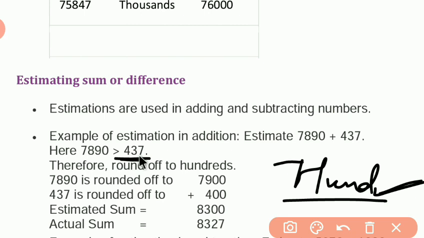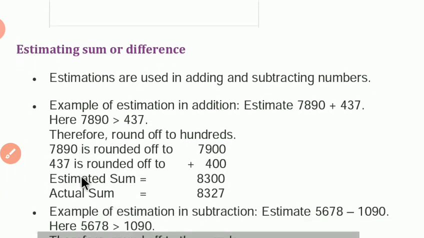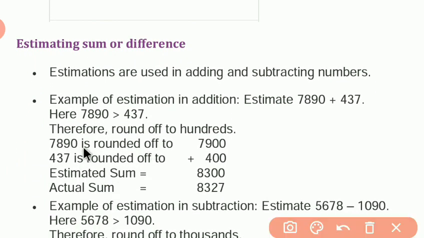We have to round off both numbers to the nearest 100. So 7890 is rounded off to, for 100, we will see its tens digit. You can see that the tens digit given is 9, and 9 is greater than 5. It means we have to increase its hundreds place by plus 1. So 8 plus 1, 9, and replace the last two digits by double 0. So 7900 is near to 7890.